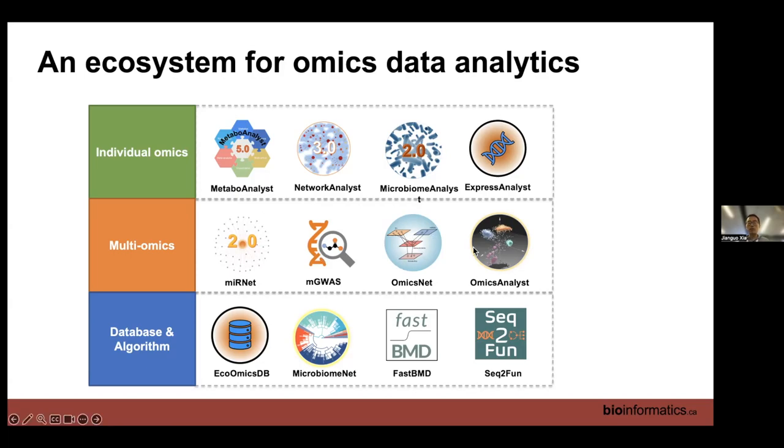OmicsNet and OmicsAnalyst are the two general approaches that allow you to integrate signatures from different omics data, or directly use data-driven approaches on different data tables. So it's targeting different inputs and gives you more flexible control. The last part is more on algorithms and databases.